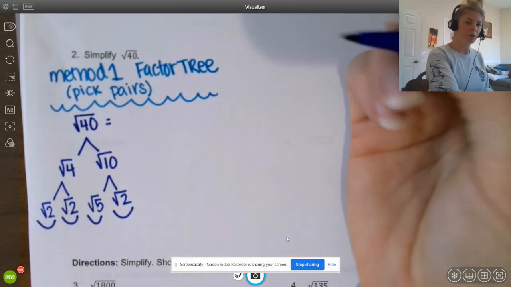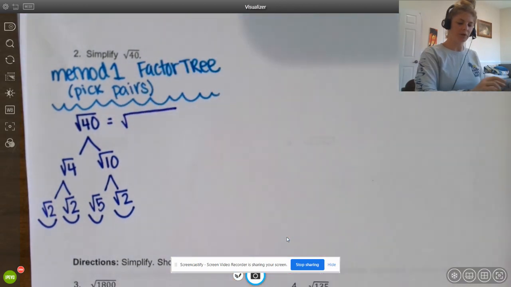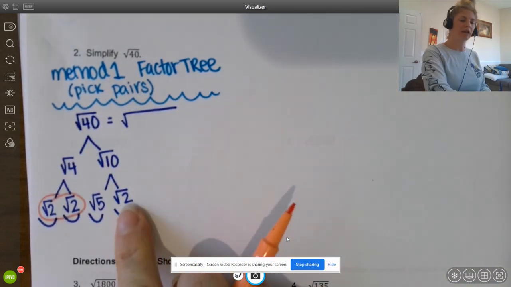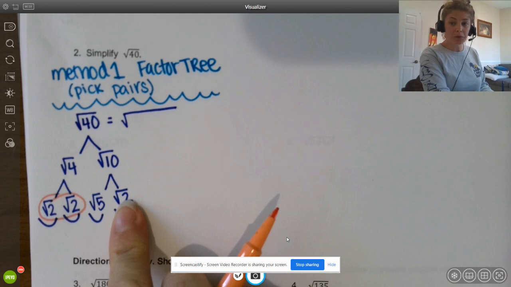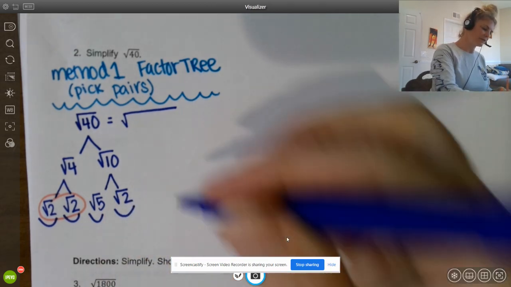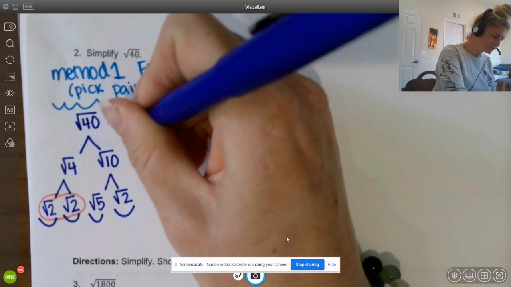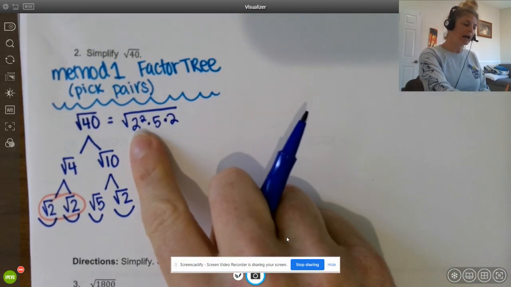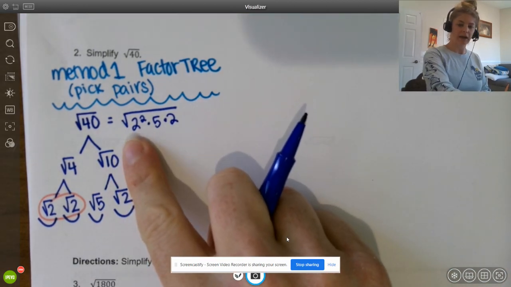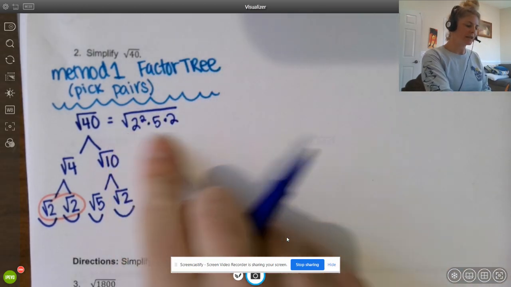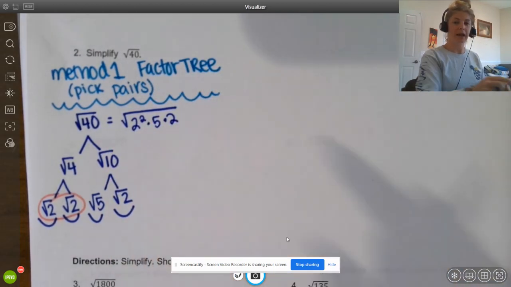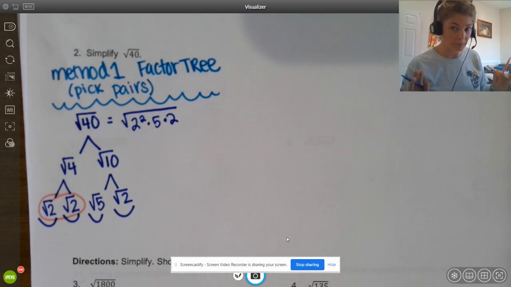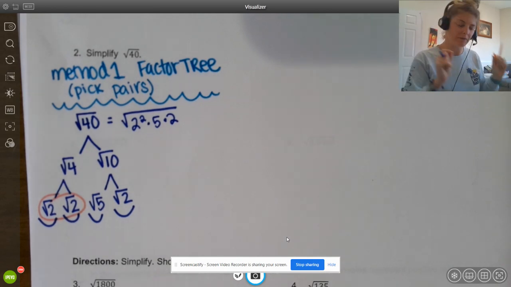So I know that the square root of 40 is equal to, and we're going to pick off pairs. Root 2 and root 2 here are a pair. I know you're like, what about that one? Yes, you could have paired these two together if you wanted to. They're also friends, but one of them's going to get left out. So this is going to be root 2 squared times 5 times 2. Because this 2 is getting squared, it can get pulled out. Since everything's being multiplied, that's why we can break them into their own radicals and square roots. And this is only true if everything is being multiplied. Remember that for the end of this lesson.